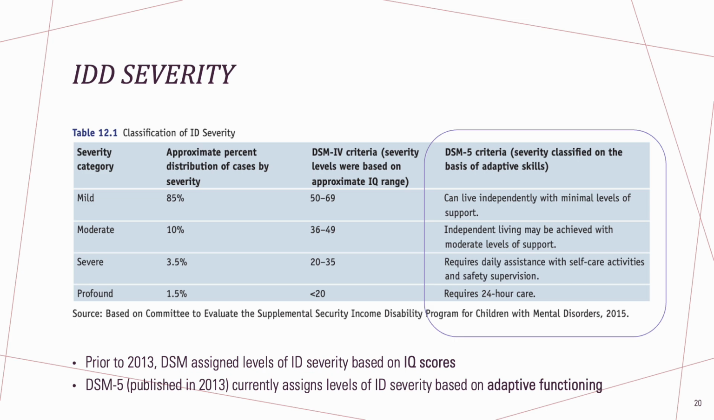So again, just as a reminder, prior to 2013, with previous iterations of the DSM, we assigned intellectual disability severity based on IQ scores. So remember, we talked about DSM-4, really strictly using that 2 standard deviation rule. And now with DSM-5, which was published in 2013, we now conceptualize both intelligence and adaptive functioning as the 2 important criteria, and therefore levels of severity are going to be based on adaptive functioning, not IQ.